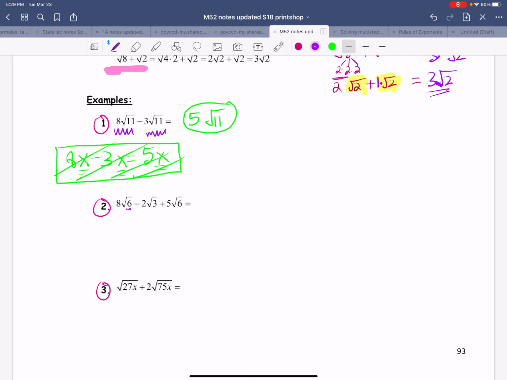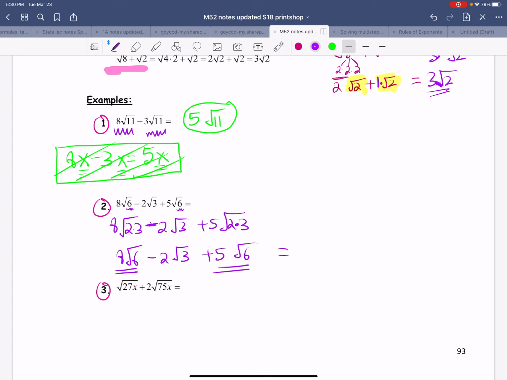My first goal is to go ahead and break the 6 and see if I can pull anything out of the radical. Well, 6 is 2 times 3, but I don't have two 2's inside or two 3's inside to be able to pull one out. So that means this is already in the simplified form. I cannot simplify it any further. So let's go ahead and combine the like terms.